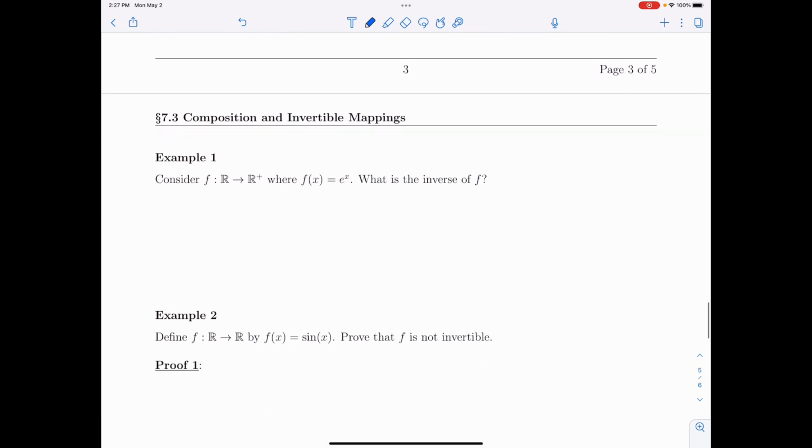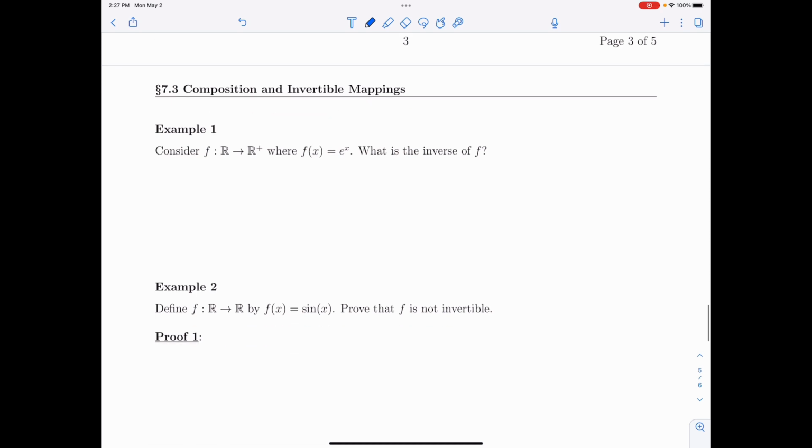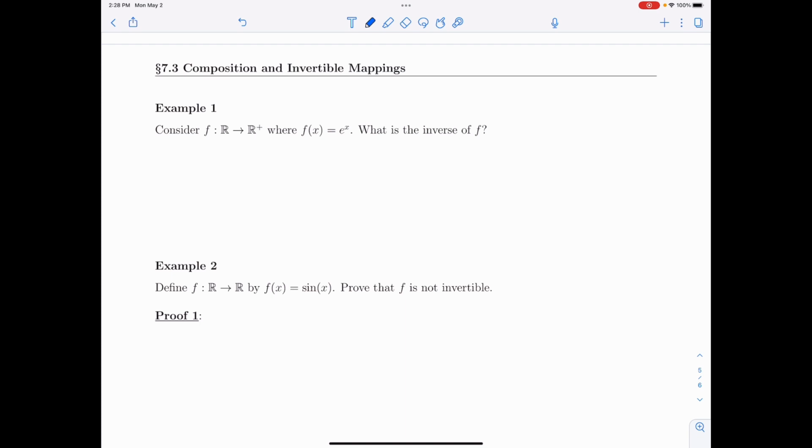So let's take a look at an example to understand how this works. We're already familiar with a couple of functions and what their inverses are. In particular, you can ask yourself, if I have the function f of x equals e to the x, then what's the inverse of f? It's the natural log function. Typically when you're solving equations with the exponential function and you're trying to get the x out of the exponential, you apply the natural log to both sides. That's because you're using the fact that the natural log is the inverse of the exponential function.